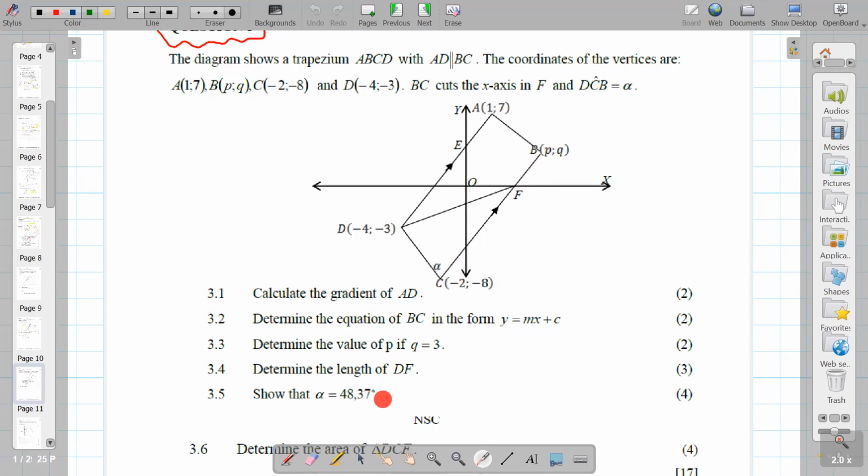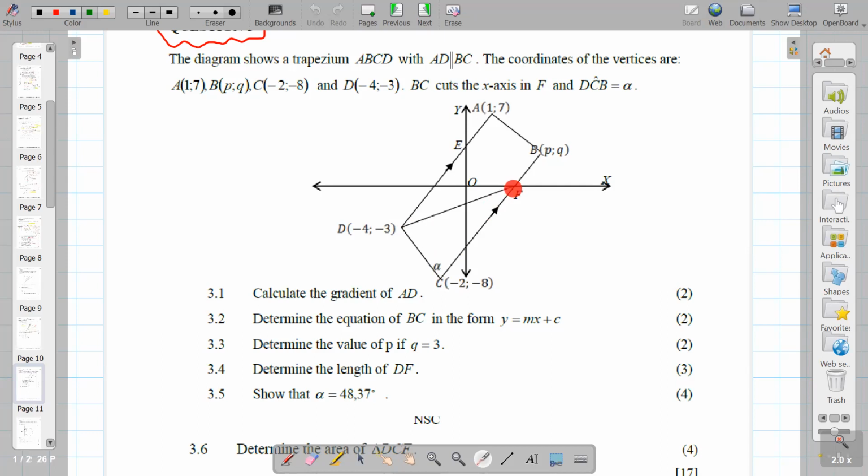And show that the angle is 48.37. So to get the angle, it's like the other question when we have two lines, we can get the angle of inclination for each, and their difference will give me the answer, remember. So same story. We already have that gradient, find its angle of inclination, find this gradient. We have 2 points, that's easy. So their difference will be the answer. But last question, the area, DCF.